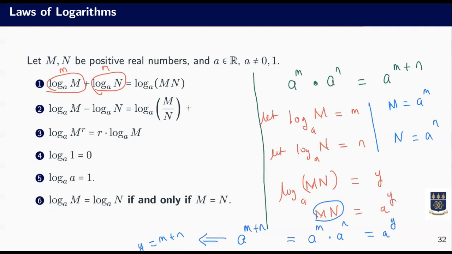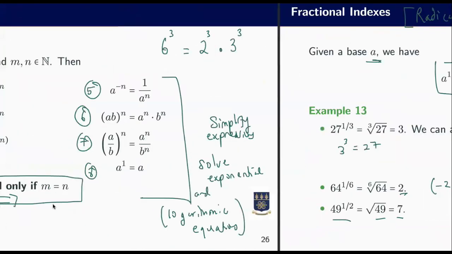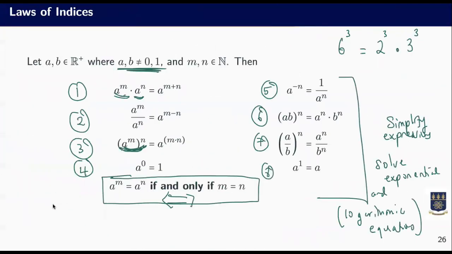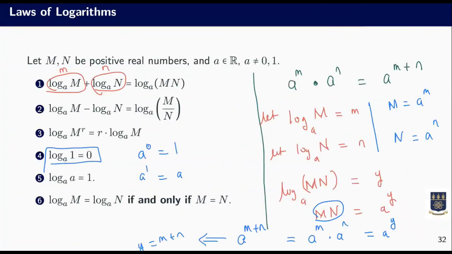The second one follows the same proof. The third one follows the same proof. And you will notice that this is a copy of the statement a to the 0 equals 1, and this is a to the 1 equals a. And just as in the rules of indices, where a to the m equals a to the n if and only if m equals n, if we skip forward to the log equation, you find that, again, we have the same thing. Log to the base a of M equals log to the base a of N if and only if M and N are the same. So same idea.